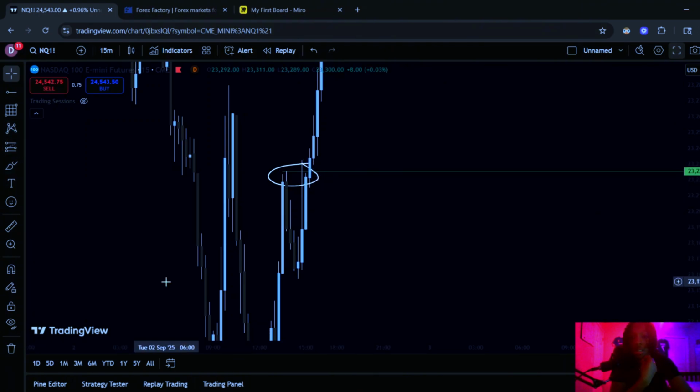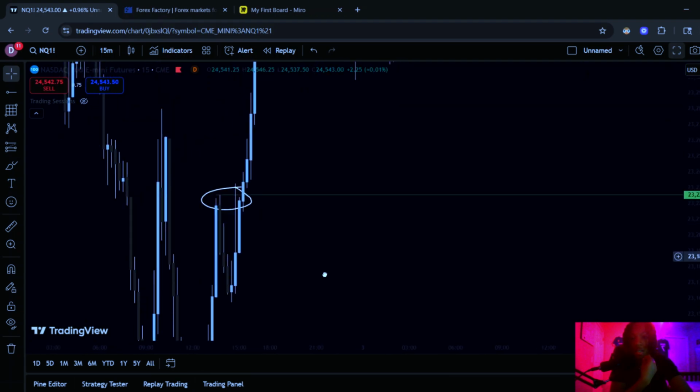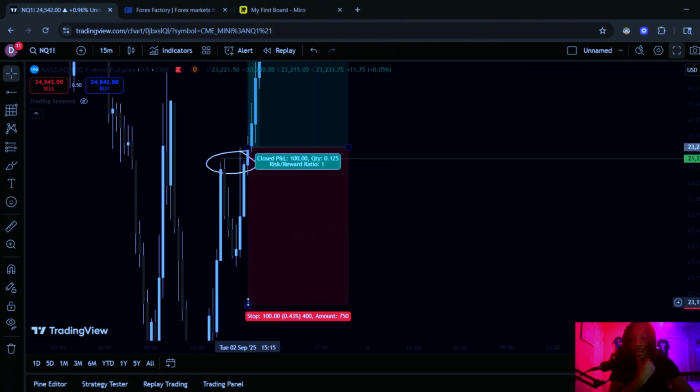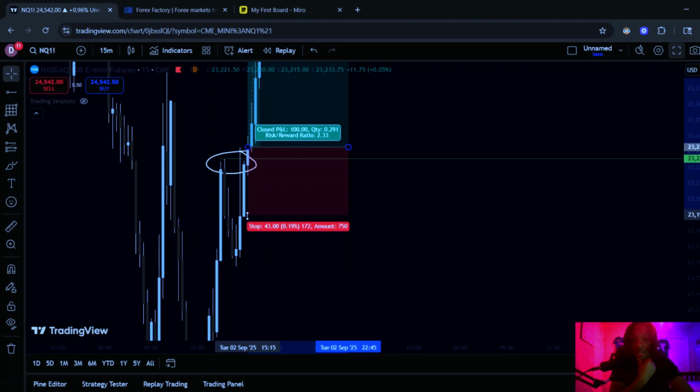So I said liquidity sweep down there, right? I couldn't enter yet. Then we get the breaker structure. So let's just go ahead and add that right there. I'm entering. Now low, I would probably, honestly, right here.